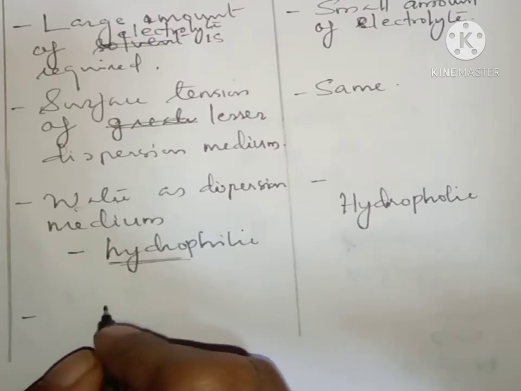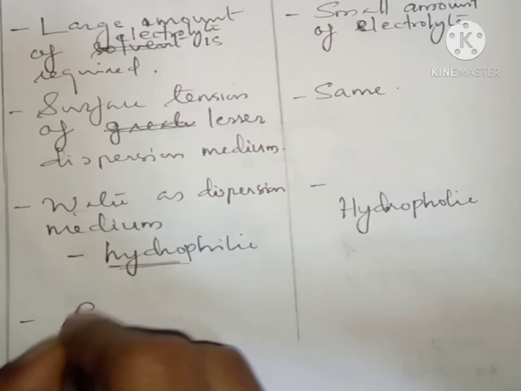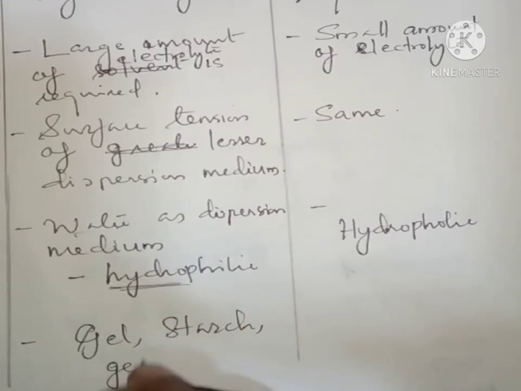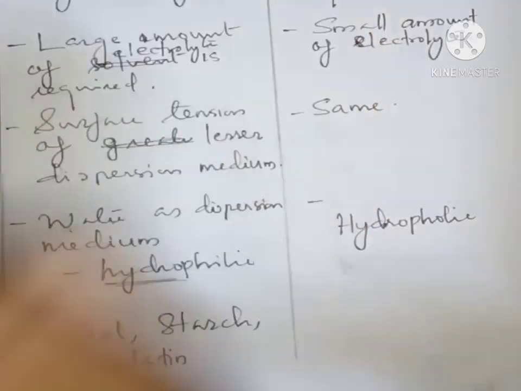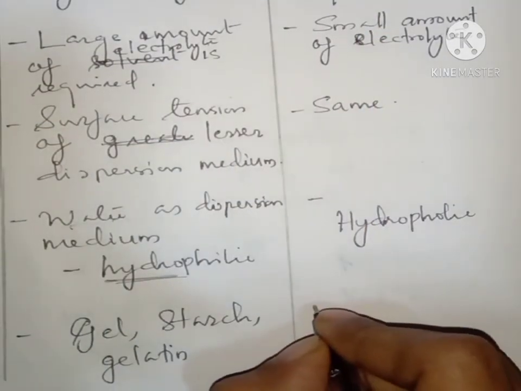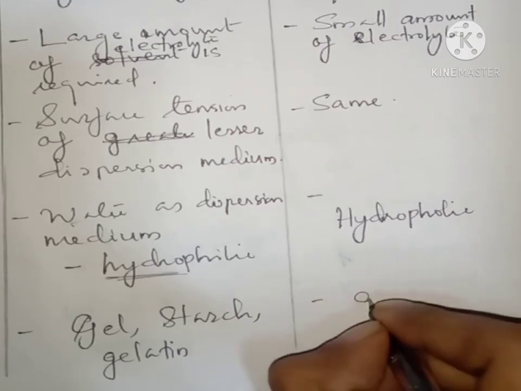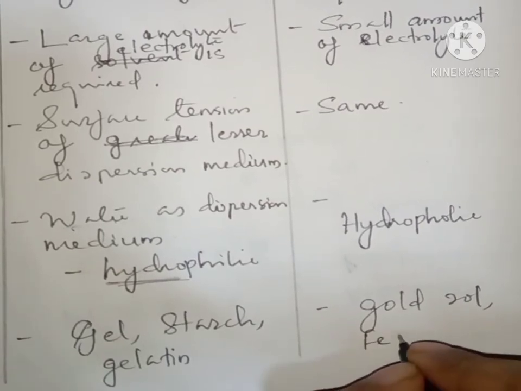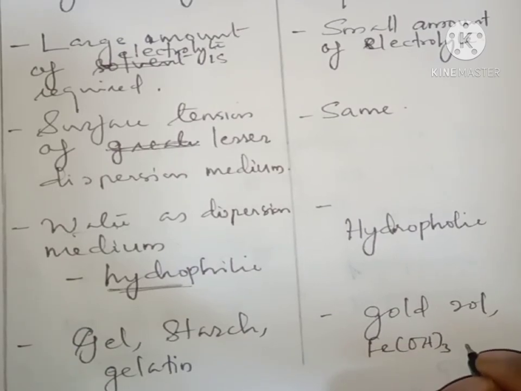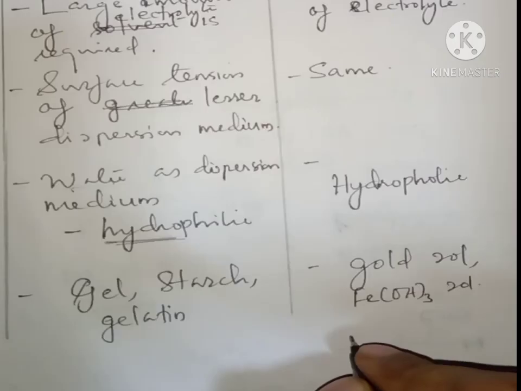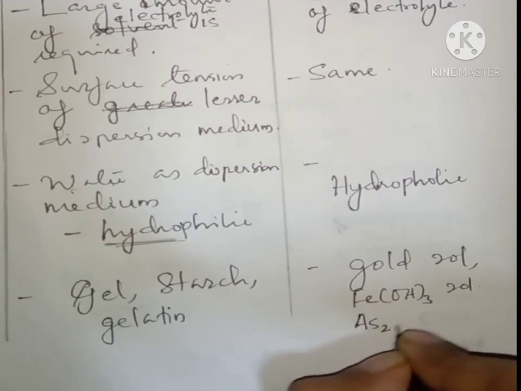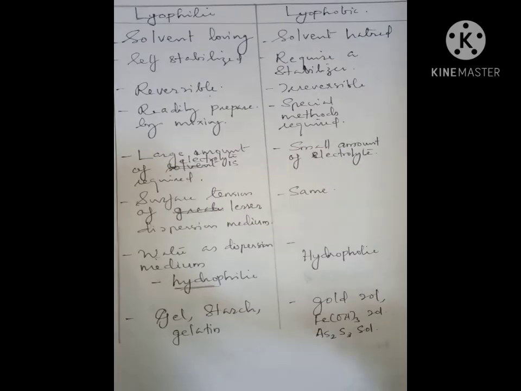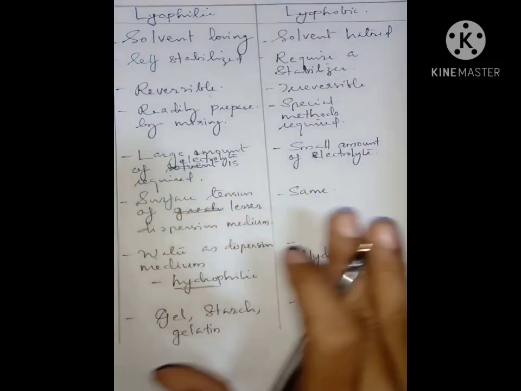Now we can write some examples also. Examples of lyophilic colloids: gum, starch, gelatin. While lyophobic colloids are gold sol, ferric hydroxide sol, Fe(OH)3 sol, arsenic sulfide sol, that is As2S3 sol. This is all about lyophilic and lyophobic.